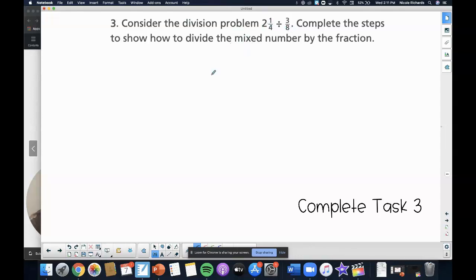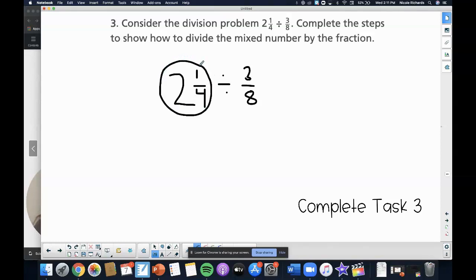So we've got 2 1/4. So it's telling us what we have, 2 1/4, and we're dividing by 3/8 here. So first, we need to make this improper. So I want you to stop and do that. So 4 times 2 is 8, plus 1 is 9. So we have 9 total pieces. So here's my copy, 9 out of 4.